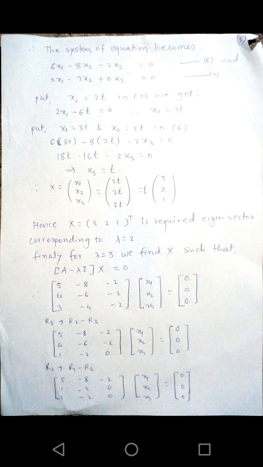So R2 and R3 are the same, hence we can change R3 as R3 minus R2. If two rows of a matrix are the same, then one should be subtracted from the other row, and the first one will be 0 here. So similarly we have R3 changed by R3 minus R2. Therefore the matrix is [5 -8 -2; 1 -2 0; 0 0 0] times the column vector x1, x2, x3 is equal to 0.